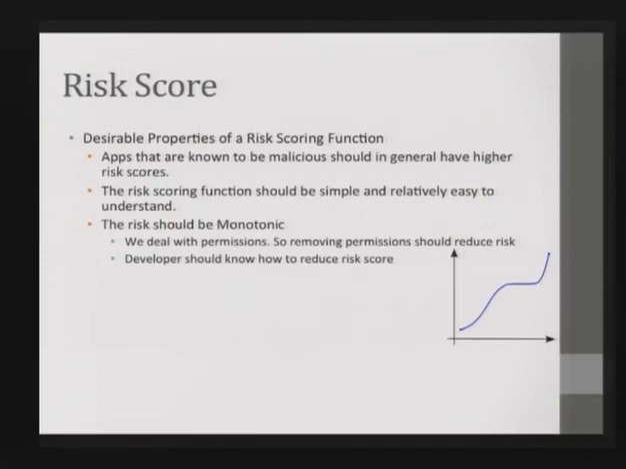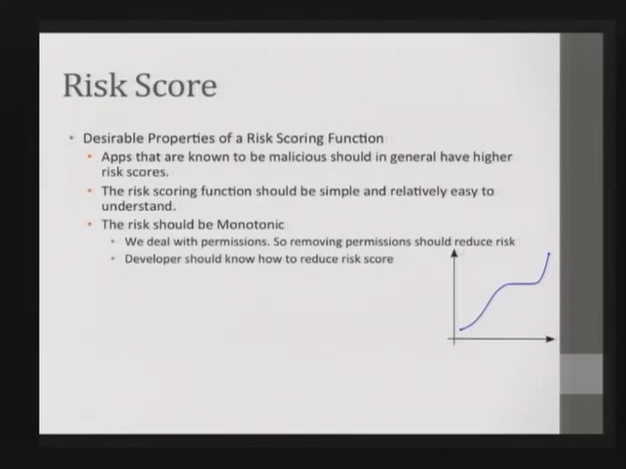And the risk scoring function should be monotonic. A monotonic function is a function that is only increasing, it never decreases. Once it's increasing, it's only ever increasing. So this function right here wouldn't dip down and then come back up. It's only ever increasing, so this is a monotonic function. What we mean there is that if you're removing a permission, it should reduce the risk, and if you're adding permissions, it should increase the risk. We don't want the situation where you're removing a permission and it's actually increasing the risk, because that doesn't really make sense.